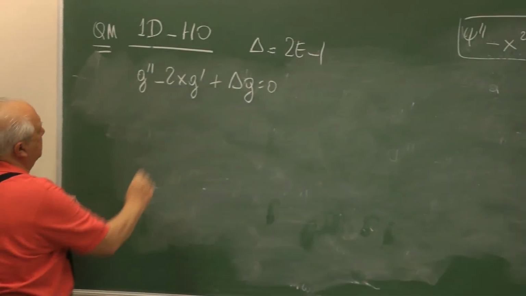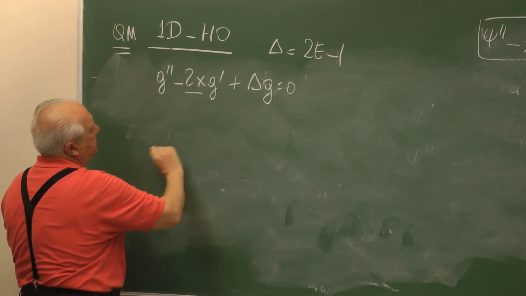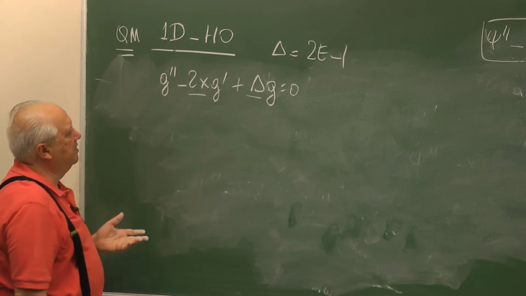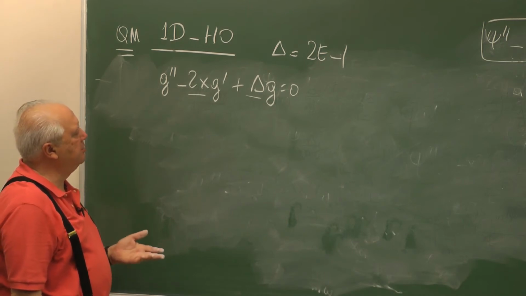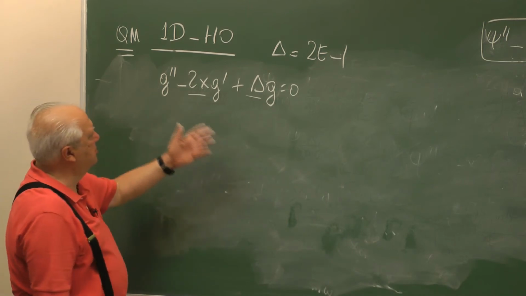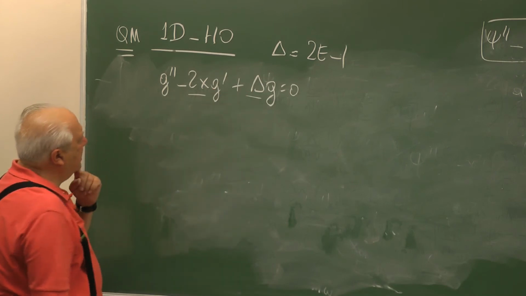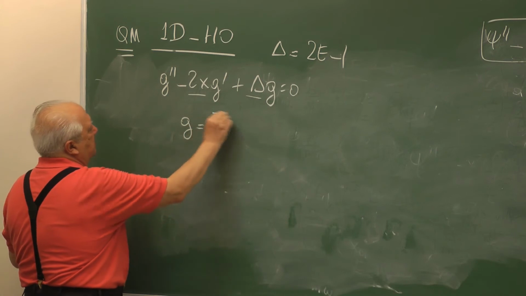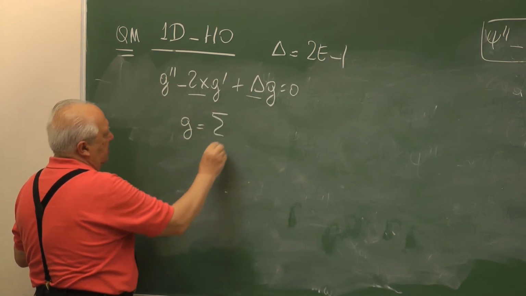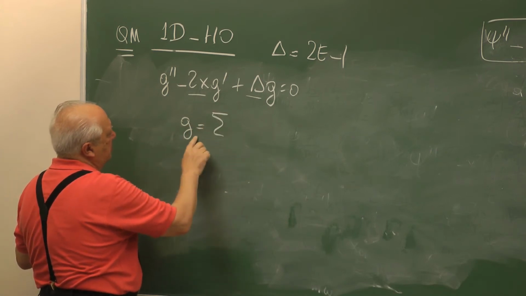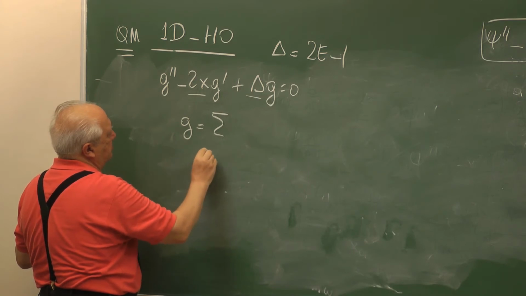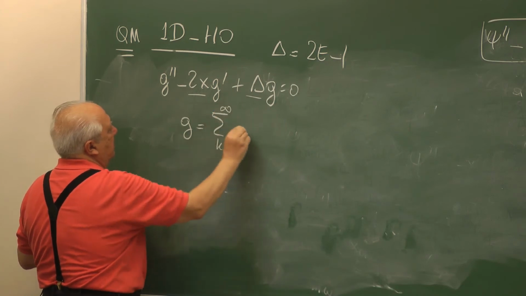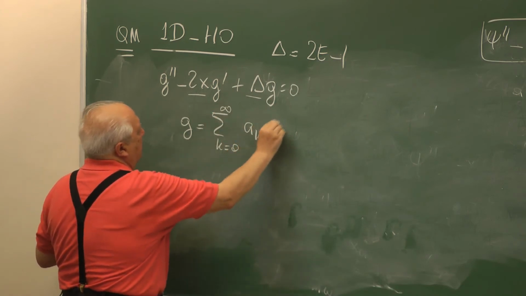Now, the coefficient here, 2x, and the coefficient here, delta, behave regularly at x equals 0. This goes to 0. This is constant. Therefore, we can expand g as an infinite series, as a power series around x equals 0. So g of x is equal to the sum over k from 0 to infinity of a_k x^k.